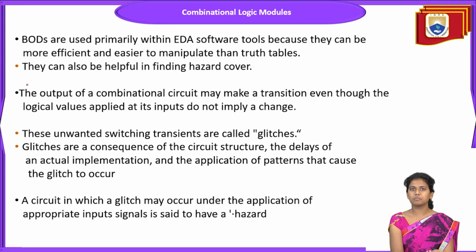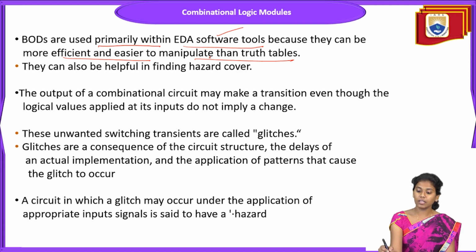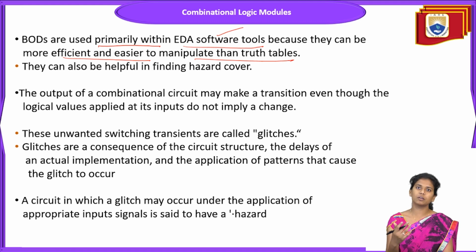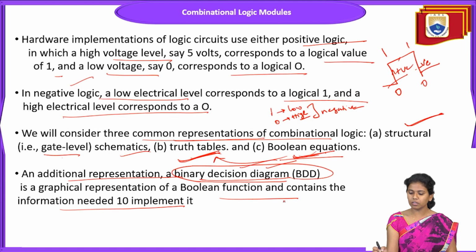Binary decision diagrams are used primarily with EDA software tools because they are more efficient and easier for manipulating truth tables. There are some tools present in this era, and by using these EDA software tools, we can easily manipulate the truth tables. In order to modify or change the truth tables, we use BDDs. So BDDs are nothing but binary decision diagrams.